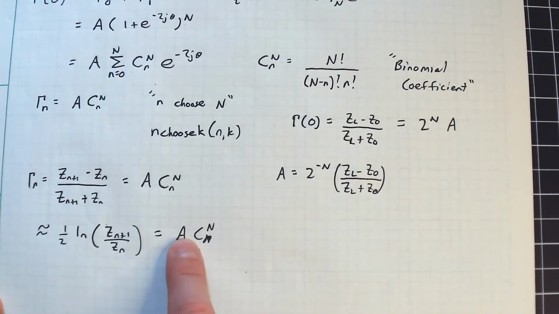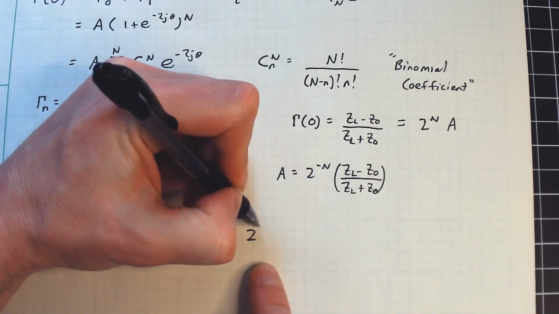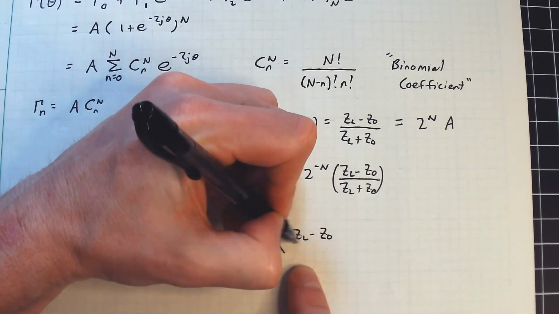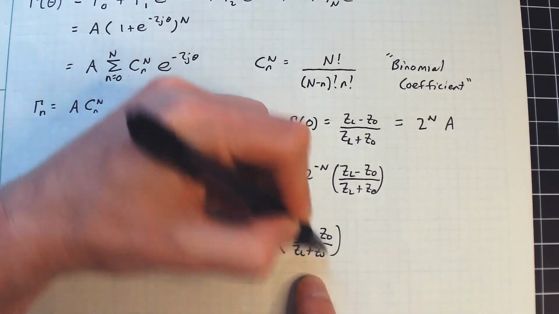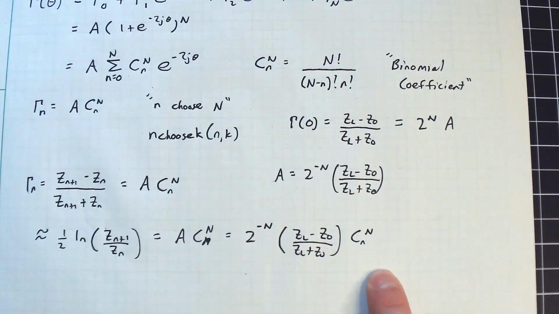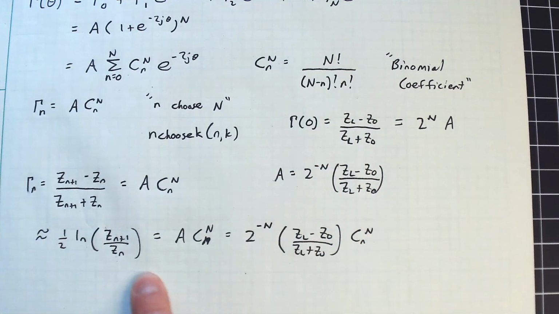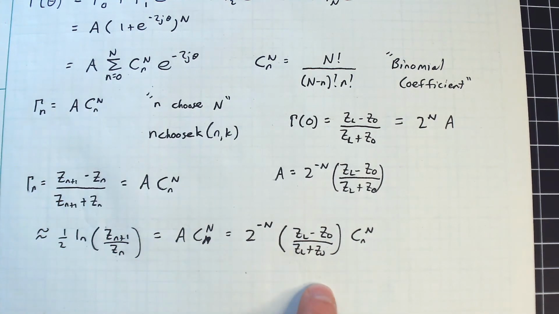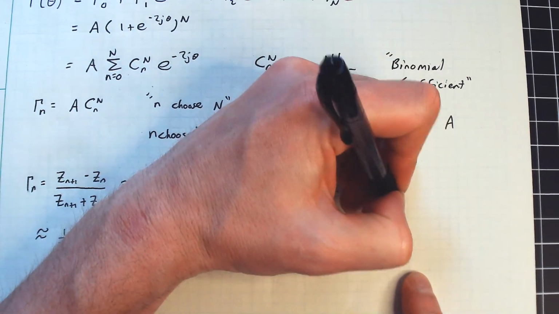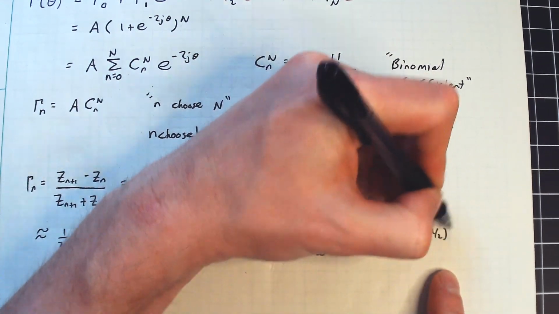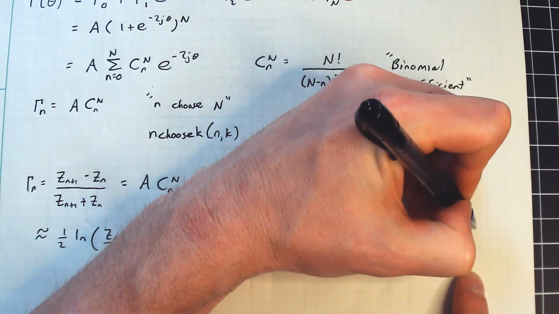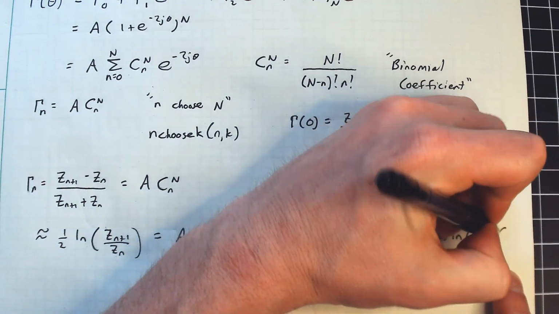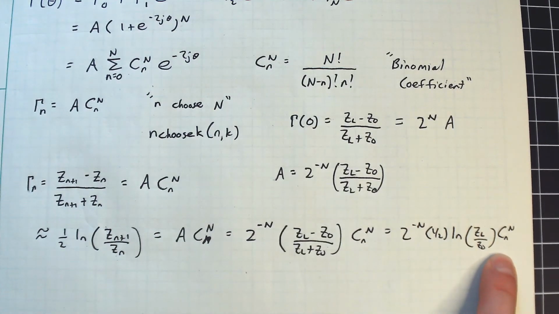So I'm going to now plug this into here, and you'll notice that I'm going to get 2 to the minus n times z sub L minus z naught over z sub L plus z naught times little n, choose big N. And now I'm going to apply that exact same little approximation here. So that ratio gave me this natural log here, so I'm going to do it again to this guy. And I will get 2 to the minus n times 1/2 times the natural log of ZL over Z naught. So this is an approximation over here. Then I'll get a little n, choose big N on the end.